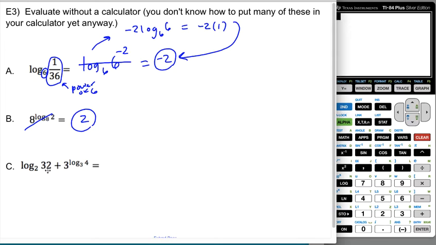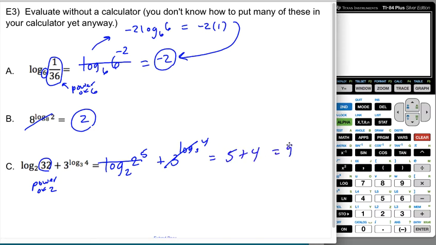For this one, I need to rewrite 32 as a power of 2, right? So I'm going to recognize that this is the log base 2 of a 2 to the 5th, meaning these cancel, and I just get a 5. And then this 3 raised to the log base 3 of 4, these cancel, and I get a 4, so I get 5 plus 4, which is 9.